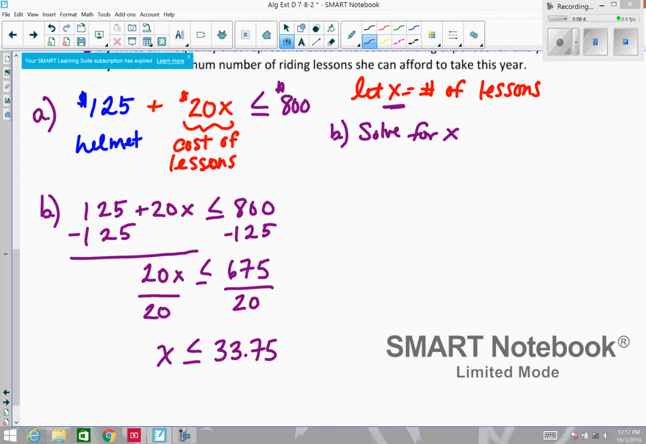33.75. Now, Louisa cannot take 33.75 lessons. The most she can take is 33. She can't go to 34 or she'll be spending over $800. So the answer to part B is Louisa can afford 33 lessons.